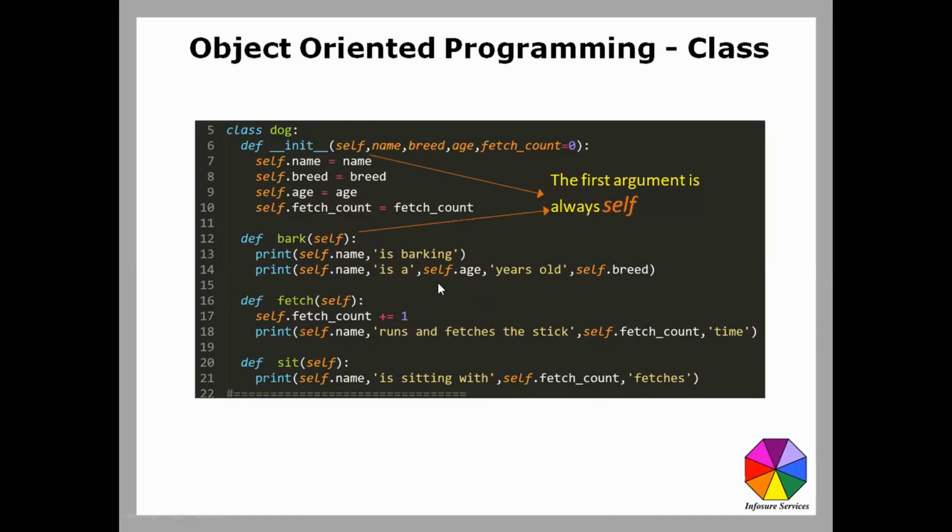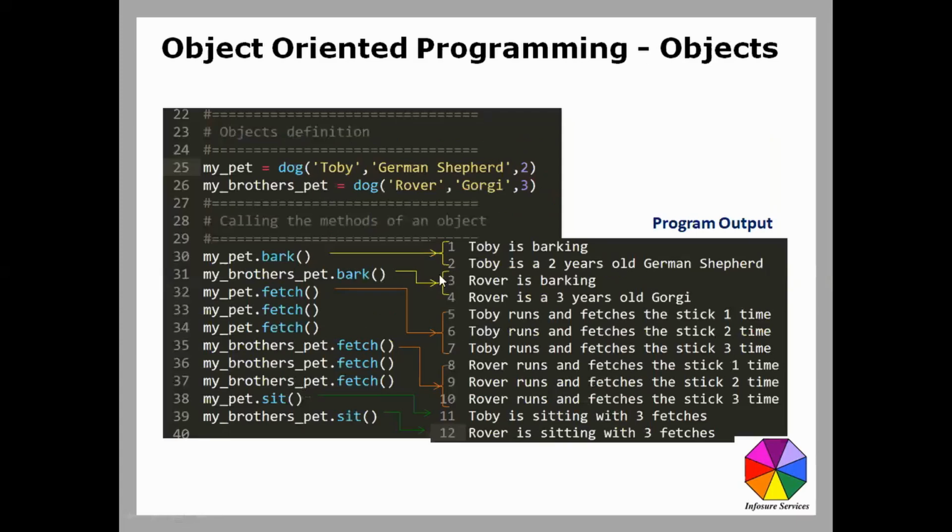Okay, so a class. Now here is my object of the previous class, my pet. Okay, I'm creating an object. My pet is equal to dog Toby German Shepherd 2. My brother's pet is another dog. Rover is a breed Corgi, age 3. So when I call myPet.bark, it will print Toby is barking. Toby is a 2-year-old German Shepherd. My brother's pet.bark, Rover is barking.